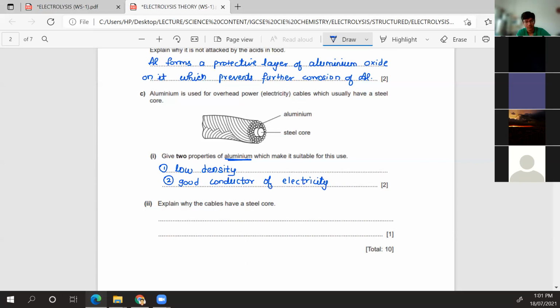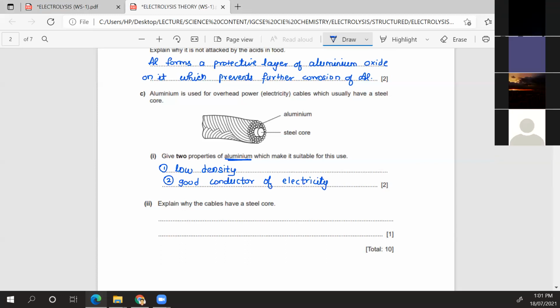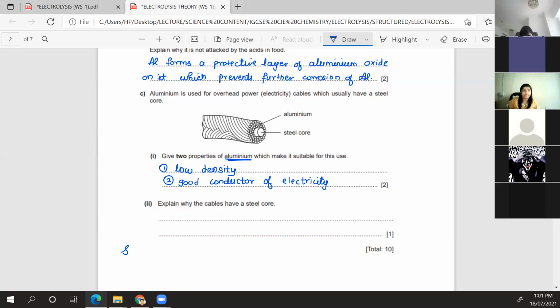Next, explain why the cables have a steel core. Adi, can you tell me what could be the answer? Why it has a steel core? So it can conduct electricity faster. Steel will not conduct electricity because steel is an alloy. I'm not sure. Yes, anybody who has raised hands? Yes, Andrew. For strength. Yes.